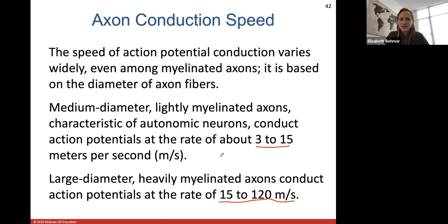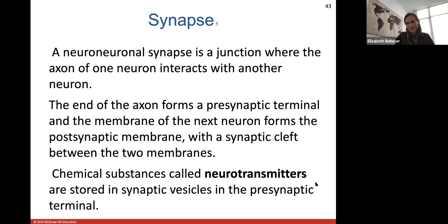So 120 meters per second in miles per hour, unless you guys are good with this. Let's see, MPH, not miles per gallon. It's about 270 miles per hour is the fastest. 33 is, I think, yeah, 15. Good. So we're talking about between 33 and up to about 270 miles per hour is the speed of conduction of these action potentials down your neurons, which makes sense because it's happening very fast.